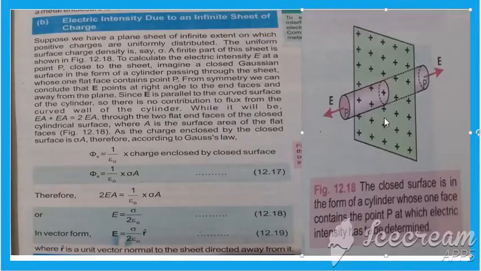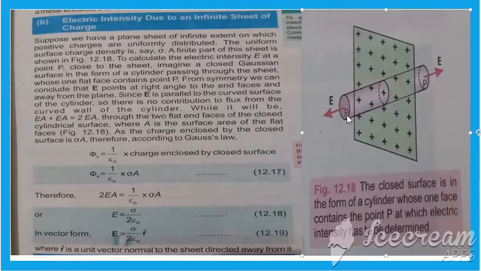For this purpose, we must construct a Gaussian surface that contains point P. This Gaussian surface should be constructed in such a way that it must contain point P. So for this purpose, we construct a Gaussian surface in the form of a cylinder. The flat surfaces of the cylinder contain point P. These are the flat surfaces, in the form of a circle. These flat surfaces contain point P.